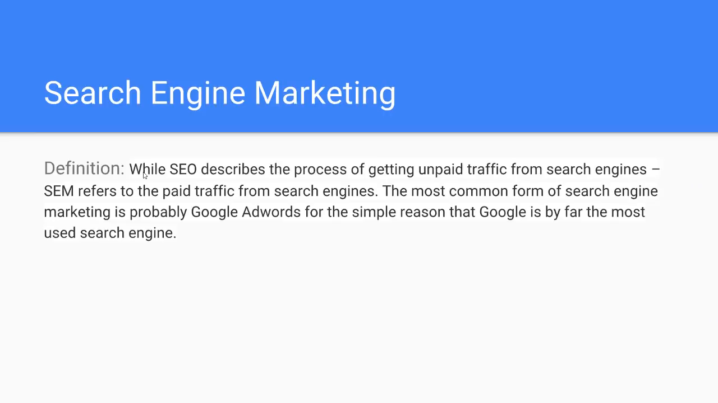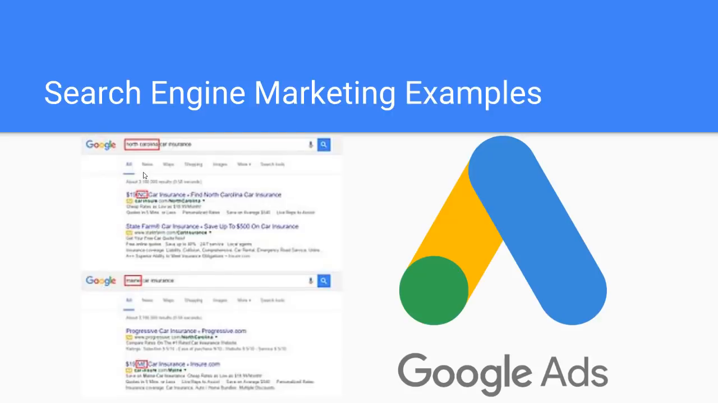The next form of digital marketing is search engine marketing. While SEO describes the process of getting unpaid traffic from search engines, search engine marketing refers to the paid traffic from search engines. The most common form of search engine marketing is probably Google AdWords, for the simple reason that Google is by far the most used search engine.